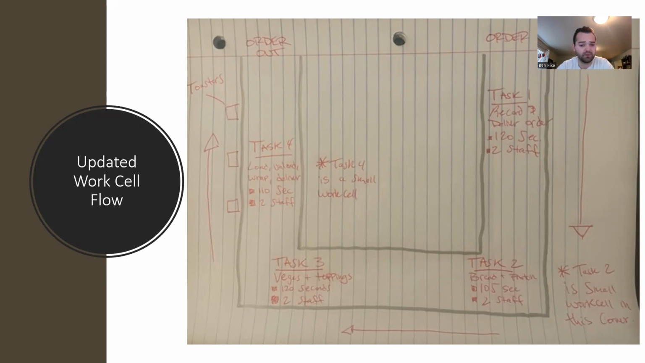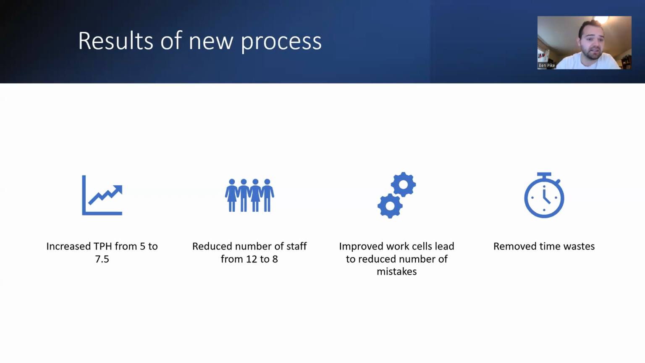We feel this will decrease a tremendous amount of waste. As you can see, we wanted to talk real quick about the results. Total throughput per labor hour is going to be increased from 5 to 7.5, as we've discussed, because we were able to reduce the staff tremendously from 12 to 8 now. And so instead of 120 labor hours in a day, we have only 80, which increases the TPH to 7.5. In addition to this, we have improved work cells, those 2 that we've mentioned, that will overall lead to a reduced number of mistakes.